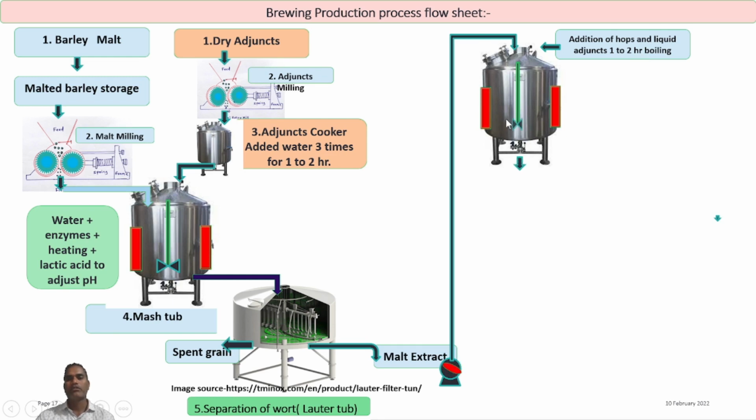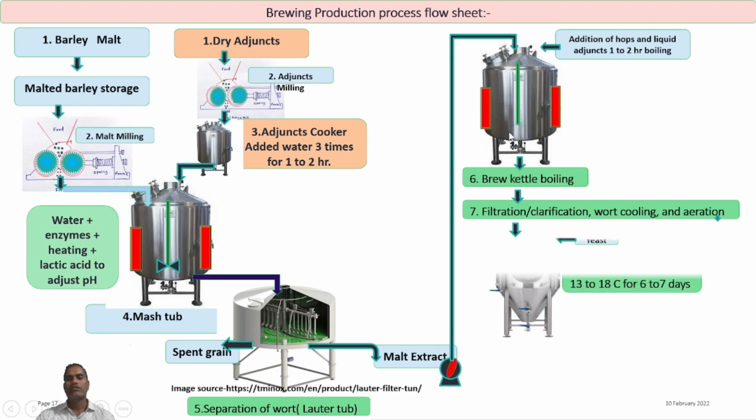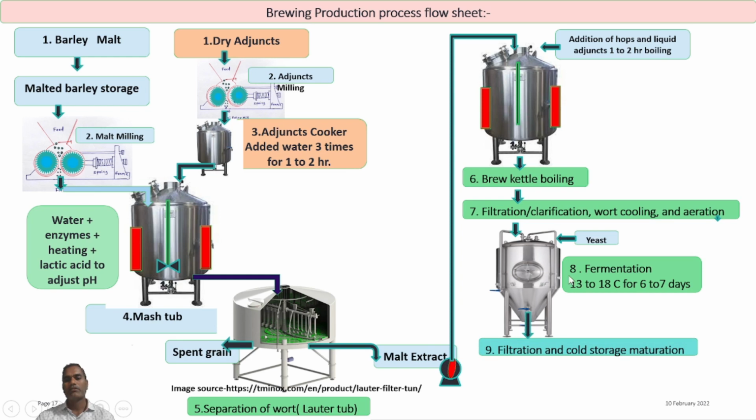After the brew kettle boiling process, the next steps are filtration and clarification, passing through plate and frame filters, then cooling by passing through heat exchangers, then aeration, the addition of air or oxygen externally in order to increase the rate of the fermentation process. Then comes fermentation, by addition of the starter culture yeast as per the specific type of beer, with proper time and temperature combinations.